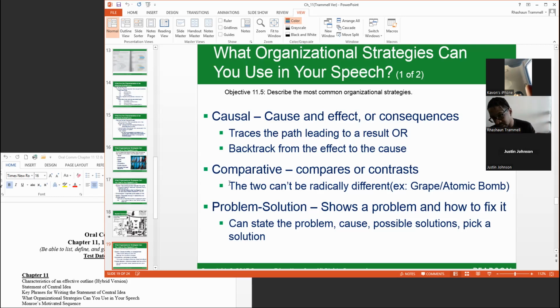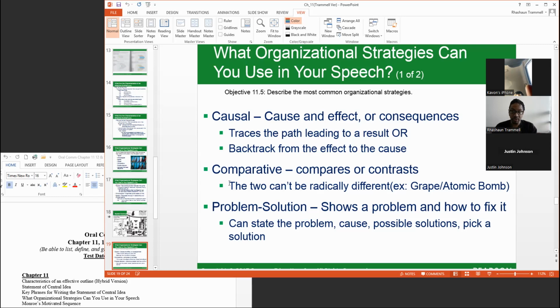Comparative, you've done compare and contrast. So for this one, you can't be comparing things that are completely different. So you can't be comparing, I don't know, Michael Jordan and a light bulb. They can't be radically different when you compare. How are these things similar, or how are they different?